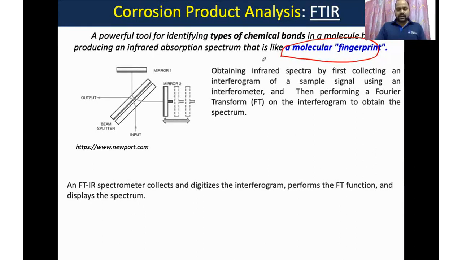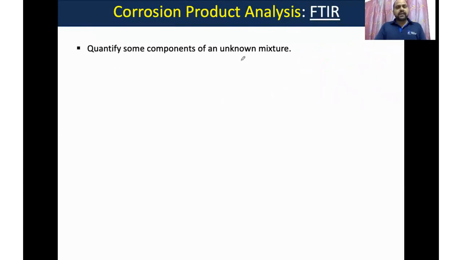So this is what is in the system, and once we see the FTIR data, we can get a variety of information. For example, we can quantify some components of an unknown mixture. It means not only qualitative but also quantitative analysis of an unknown mixture. That is a very important point. Similarly, it doesn't matter whether our sample is solid, liquid, or in the gas state; all kinds of samples can be analyzed using FTIR analysis.